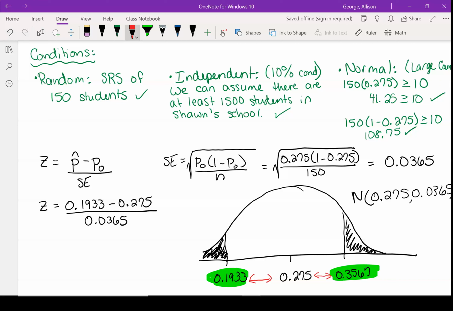So if I'm doing this by hand, I'm going to find my z-score, go to table A, get that probability, and then I'm going to double it, because it should be the same on either side, and I have to include both.